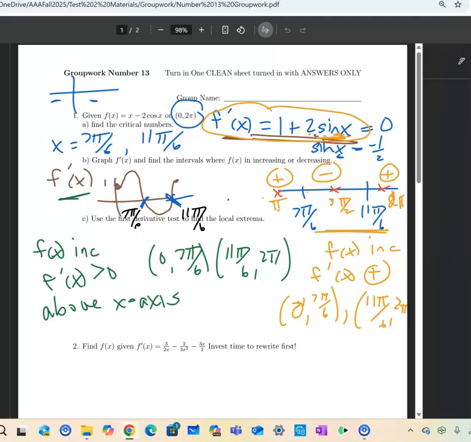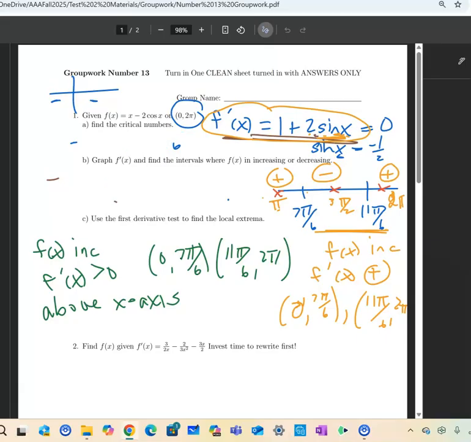So now let's find out when the function has an extrema. Extrema means max or min, right? I shouldn't have erased the graph here, but I've got the sign chart. So let me just draw the graph again. Okay, and there was 7 pi over 6, and there was 11 pi over 6.